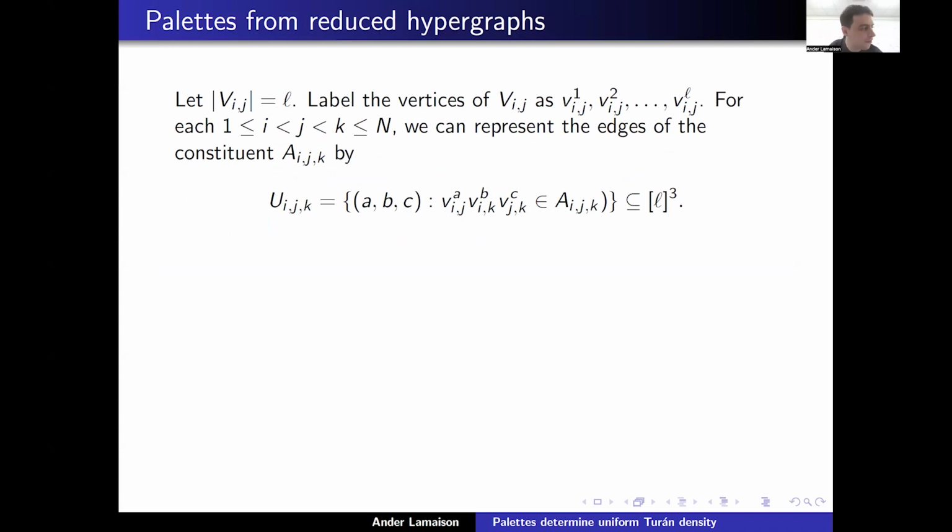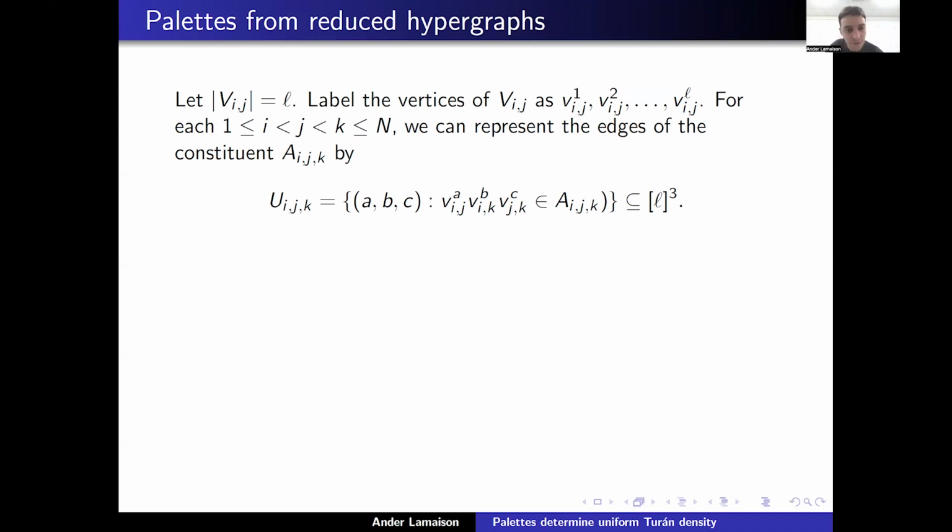Well, we can assume without loss of generality, and in fact, it is going to be the result if you come from a regularity partition, that all the vertex sets in our reduced hypergraphs have the same size, which we denote as L. So within each of the vertex sets, we are going to label all the vertices from 1 up to L. And then within each constituent, every edge now gets encoded as a triple of integers from 1 to L. So what we get is that each constituent is some subset of the triples of integers between 1 and L.